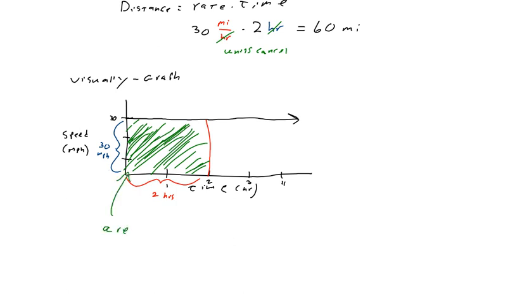Area equals the 30 miles per hour times the 2 hours. We are finding the area under this curve, under this graph, visually, to create this distance. The area equals the distance of 60 miles. So this area here is 60 miles. This area under the curve, below this graph, up to 2 hours later, this is our distance.